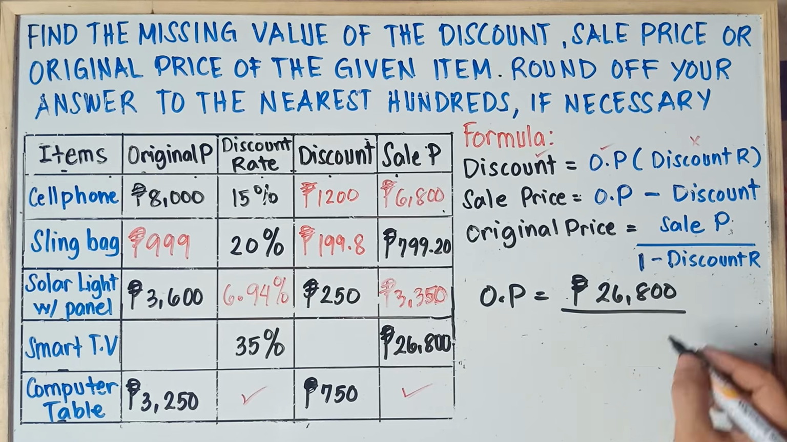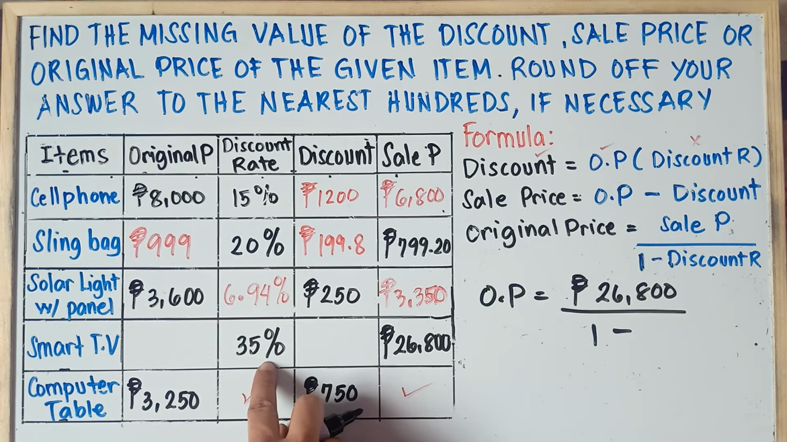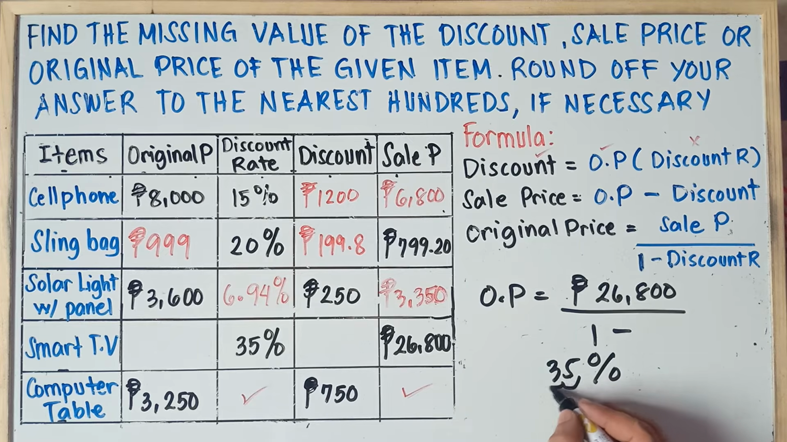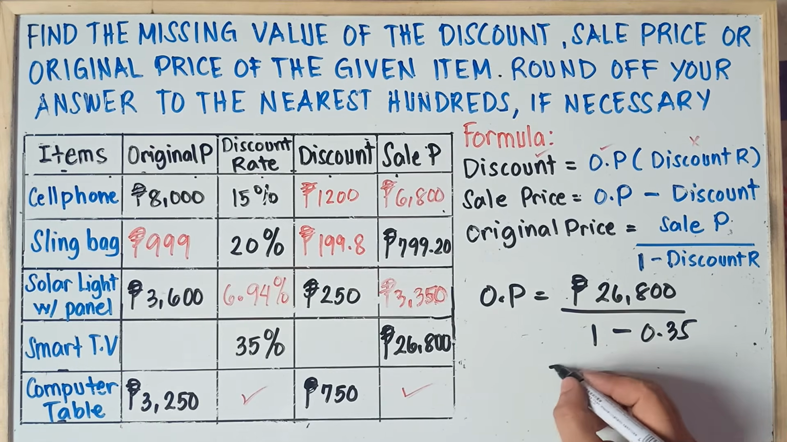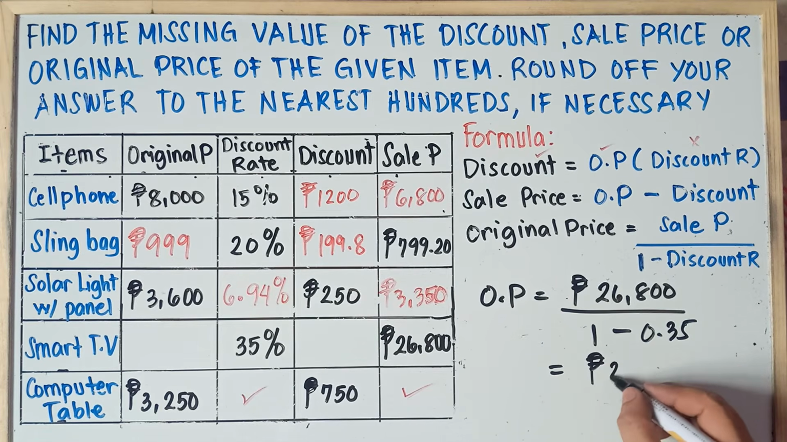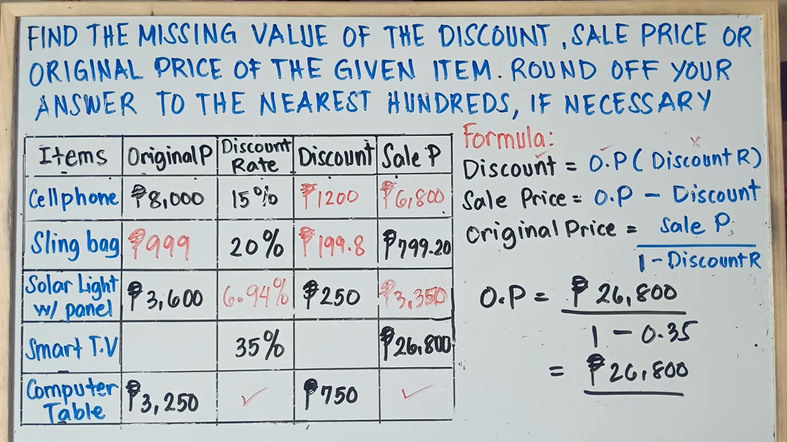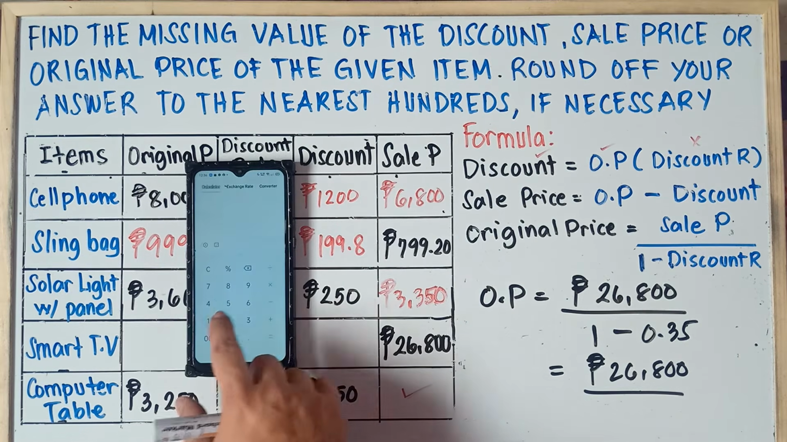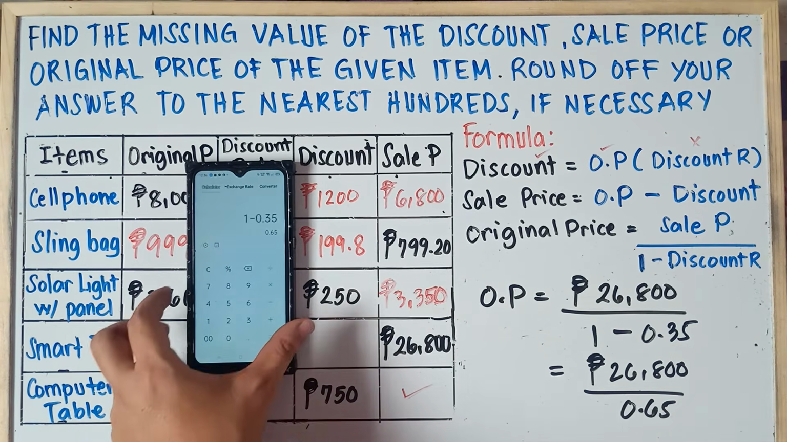26,800 over 1 minus the discount rate, 35%. So therefore, this is 0.35. Once again, 35%, change to decimal, 0.35. Alright, so this will be 1 minus 0.35. So this will be peso sign, 26,800 over 1 minus 0.35. That would be 0.65. Let's double check. 1 minus 0.35. That's correct. That would be 0.65.